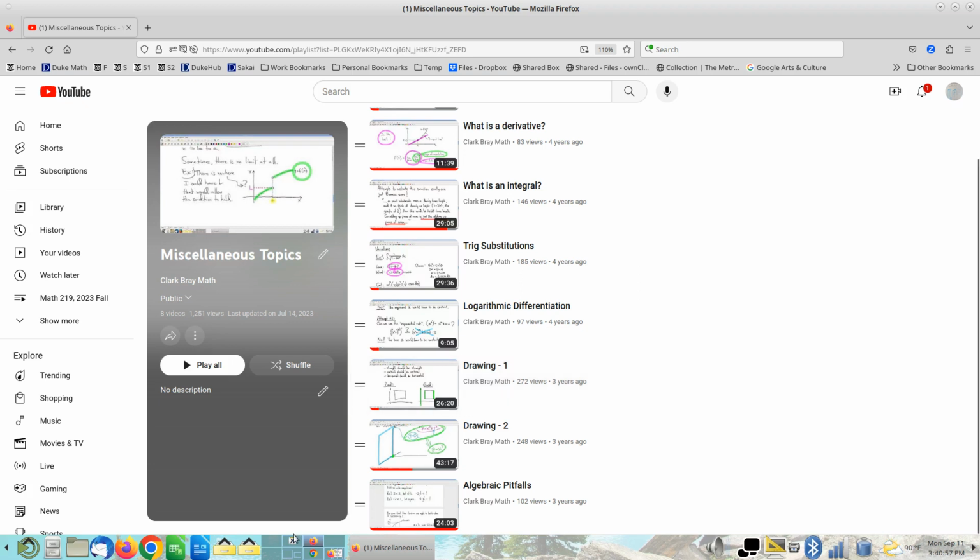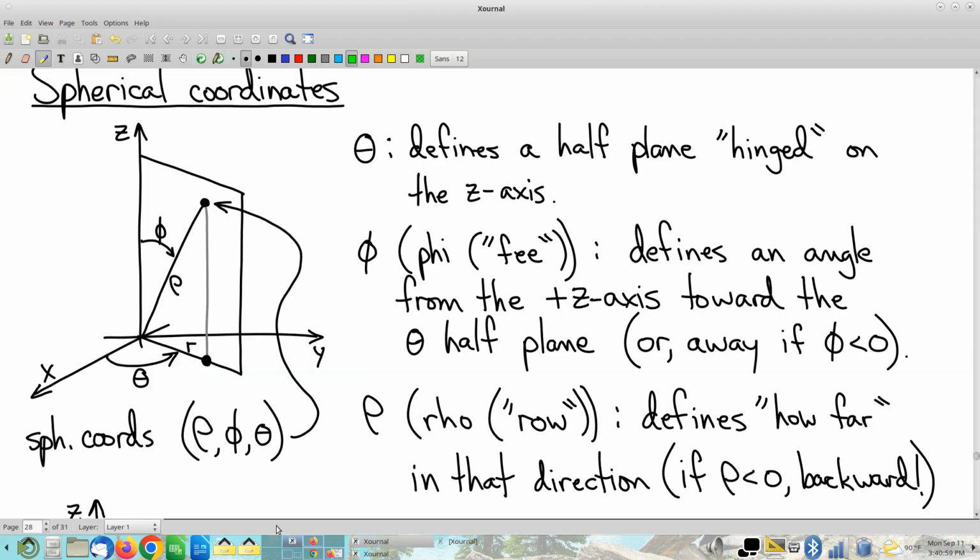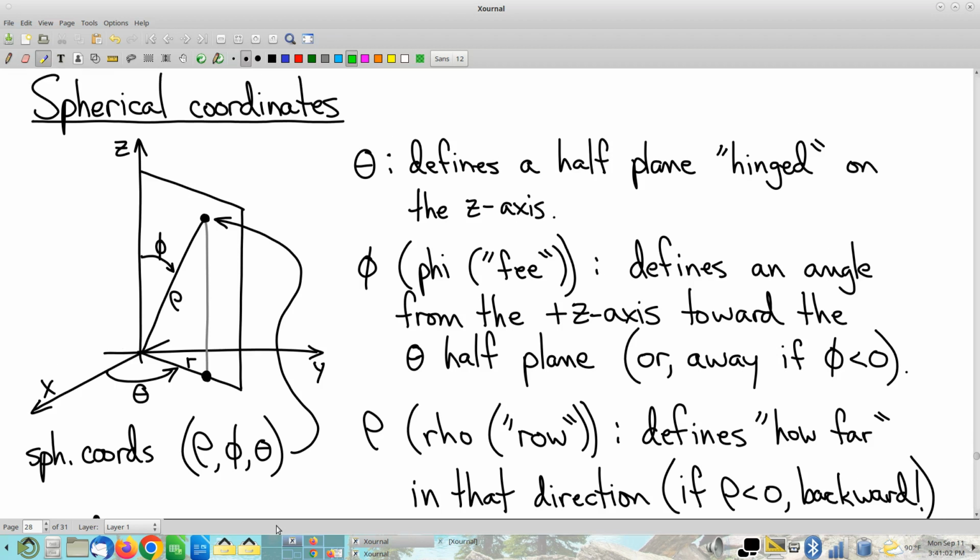Okay, so let's talk about spherical coordinates now. Again, geometry is going to be part of this.